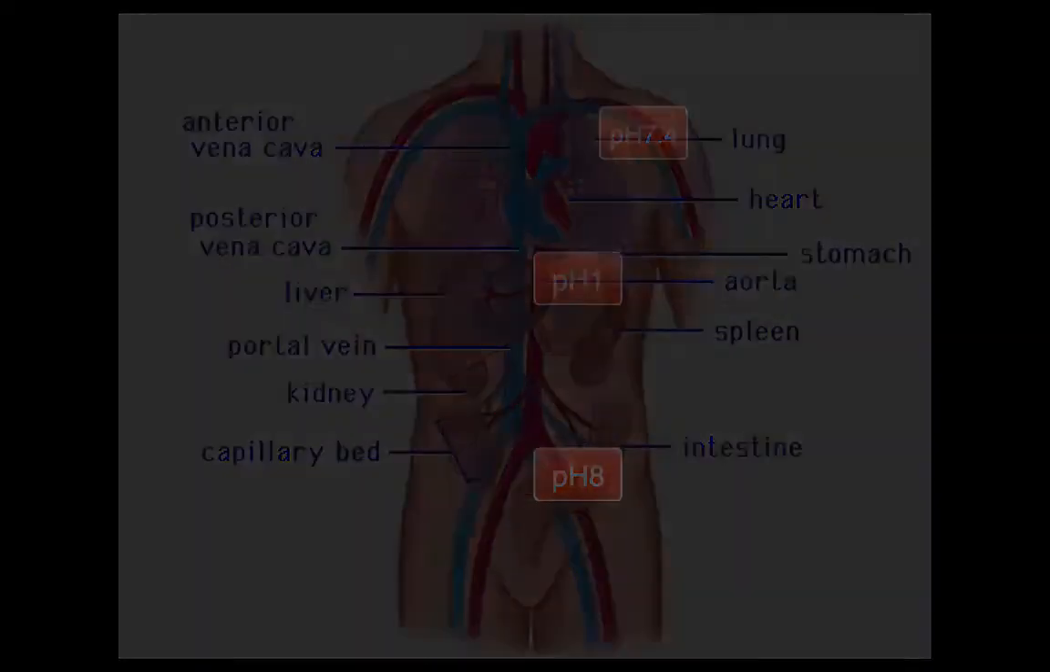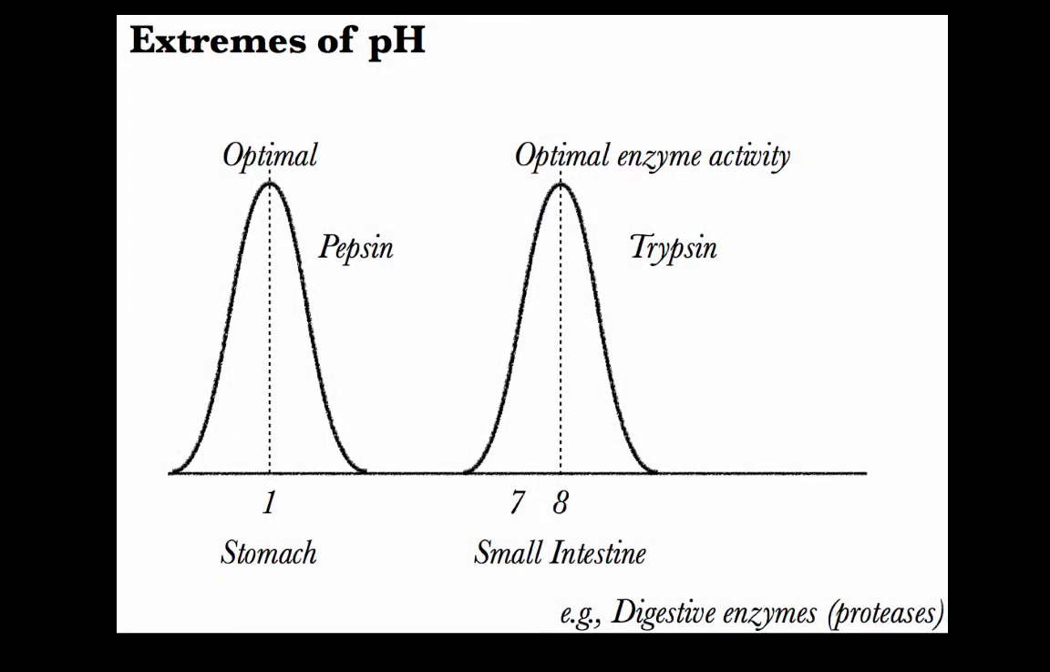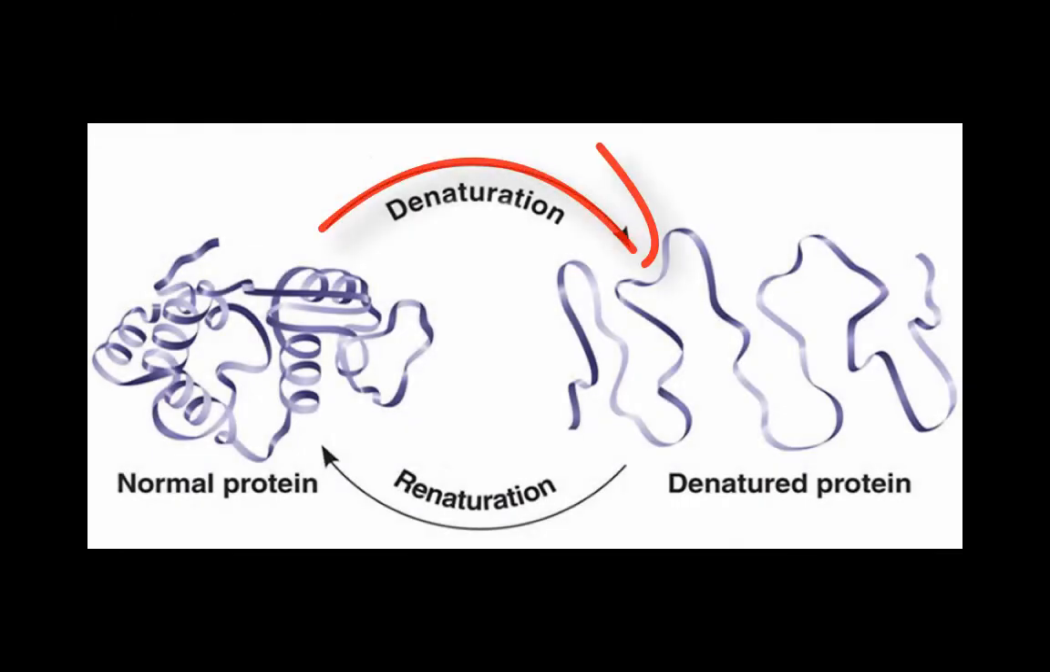This graph shows 2 human enzymes, pepsin, which helps with the chemical digestion of proteins in the stomach, and trypsin, another enzyme for digestion of proteins but located in the small intestine. Each enzyme has an optimal pH, and if you stray from it either too basic or too acidic, the enzyme will become irreversibly denatured and will decrease the rate of reaction.